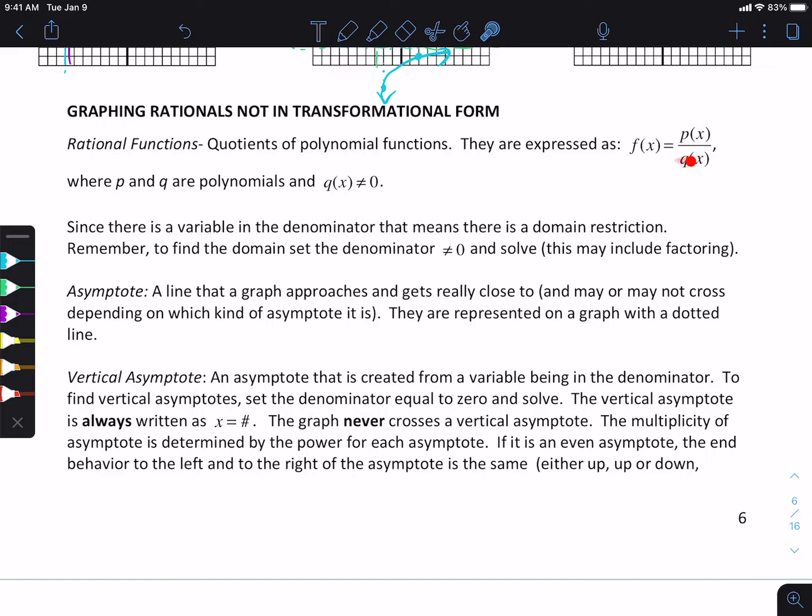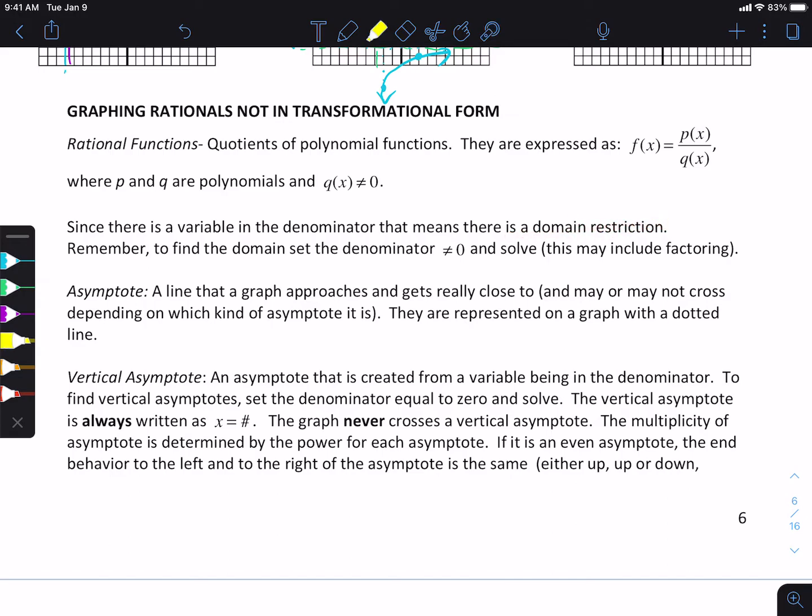Right, so we're saying we're looking at it as long as this part is not equal to 0. Okay? That also is what our domain restriction is. That's what we had been doing when we got our rationals in transformational form. We set the bottom equal to 0 and solved. So having a variable in the denominator makes it so that there's going to be a domain restriction.